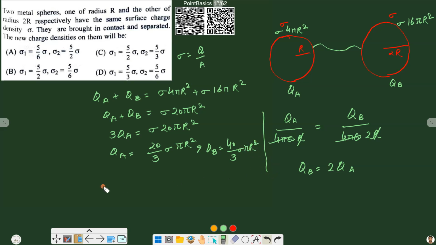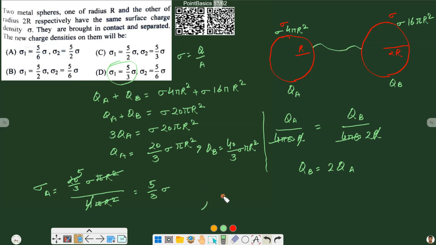Now calculating the densities. The density of the first sphere will be charge by area, 20 by 3 sigma pi r square, and its area will be 4 pi r square. So pi r square gets cancelled and 20 by 4 is 5, we will be left with 5 by 3 sigma. So here it is, only this option has 5 by 3 sigma.